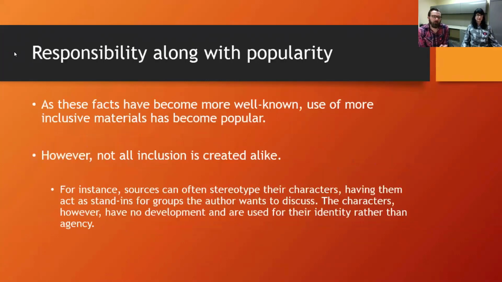However, I think some of these facts are becoming more and more well-known, so people tend to like to use more inclusive materials. However, not all inclusion is created alike. We're going to say it a number of times, I think: we're not looking for a perfect source, but thinking about these sources as you go. For instance, some sources can often stereotype characters by having them act as just someone there so that I can talk about their identity, as opposed to making that character a more active, purposeful role in a narrative or whatever kind of thing you're doing. So they don't have any agency, they don't do anything for the plot, they're just there to be like, hey, there's a gay. And that's a problem, I think. So there's that.